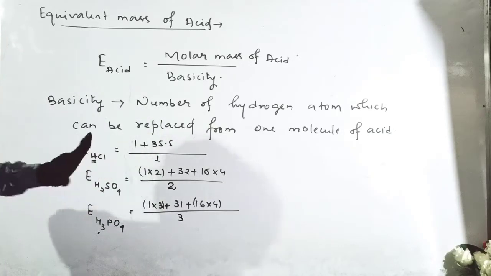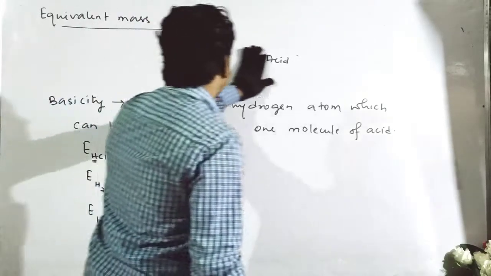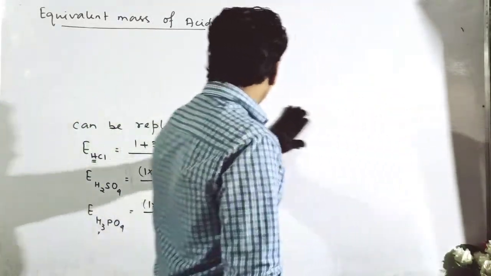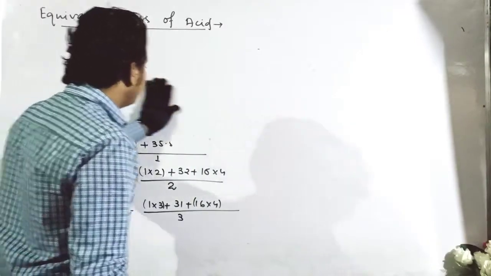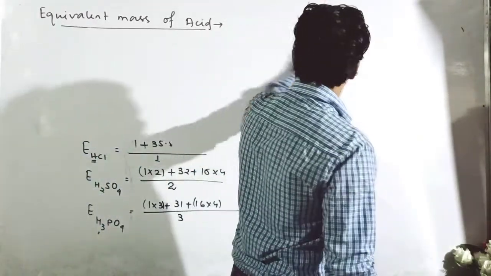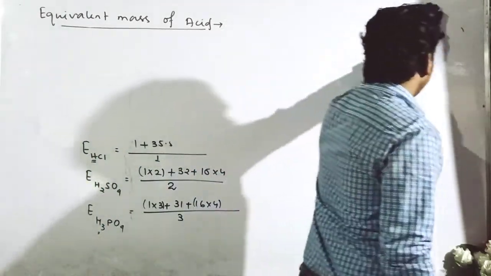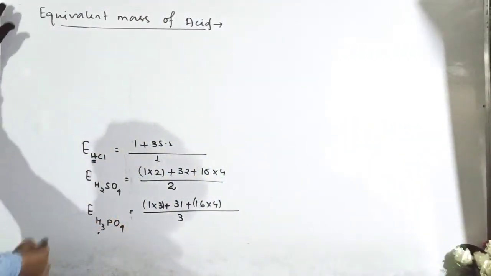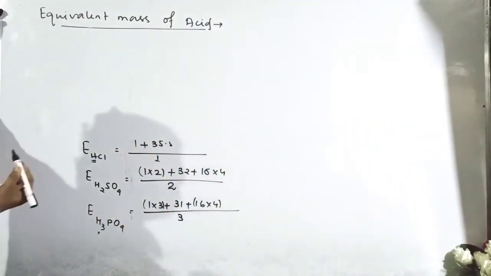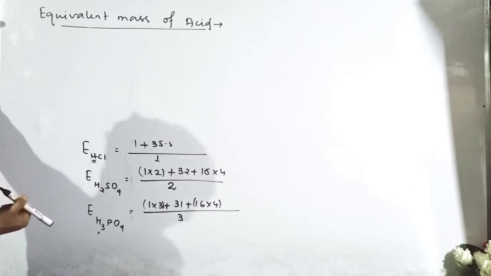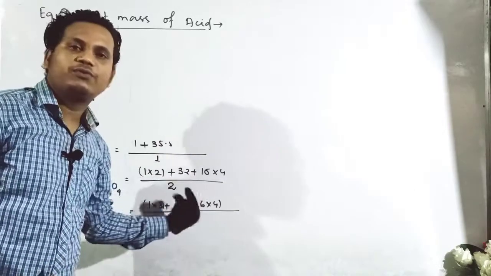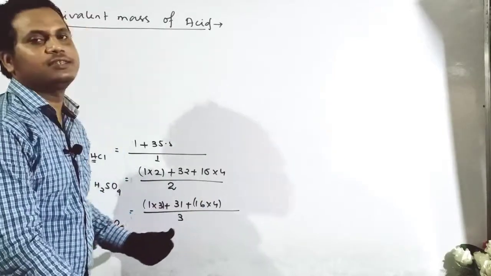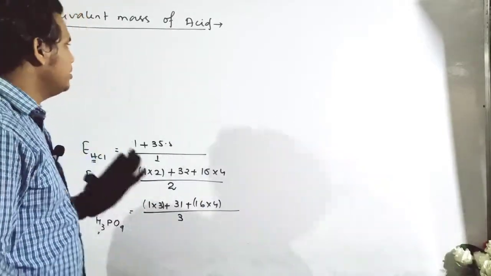So for acid, in this way we will proceed. Divide by basicity, and basicity is the number of hydrogen atoms which can be replaced in an acid. So if we know the basicity, the problem is solved. Molar mass we can find easily. The main thing is to find the basicity. What will be the basicity?